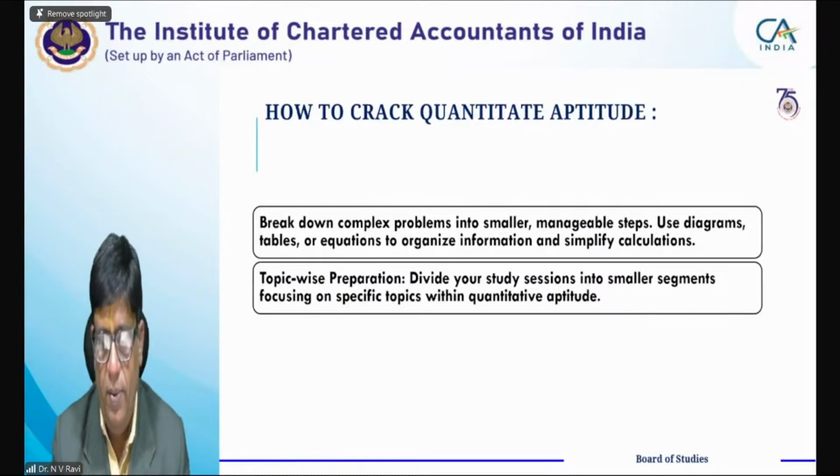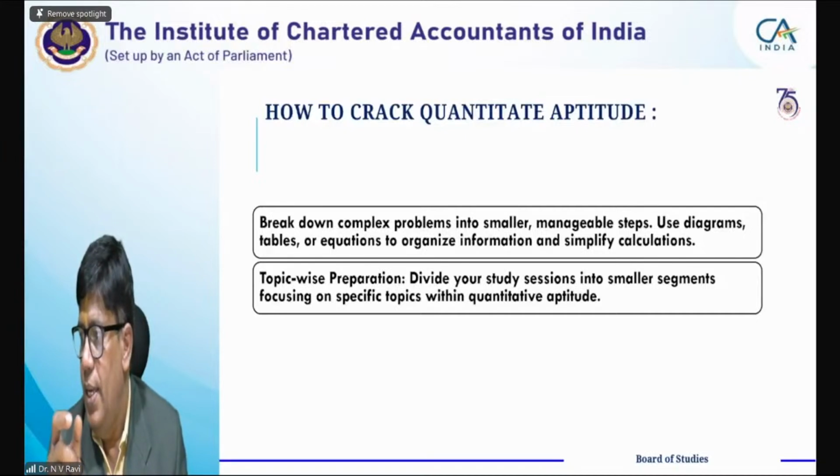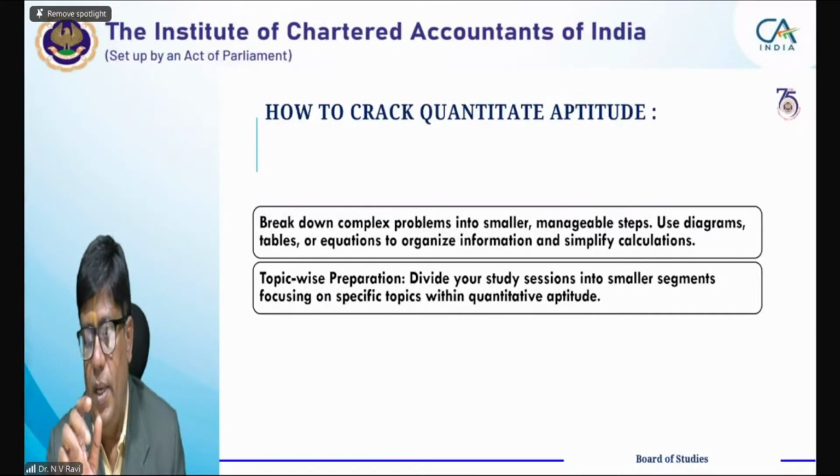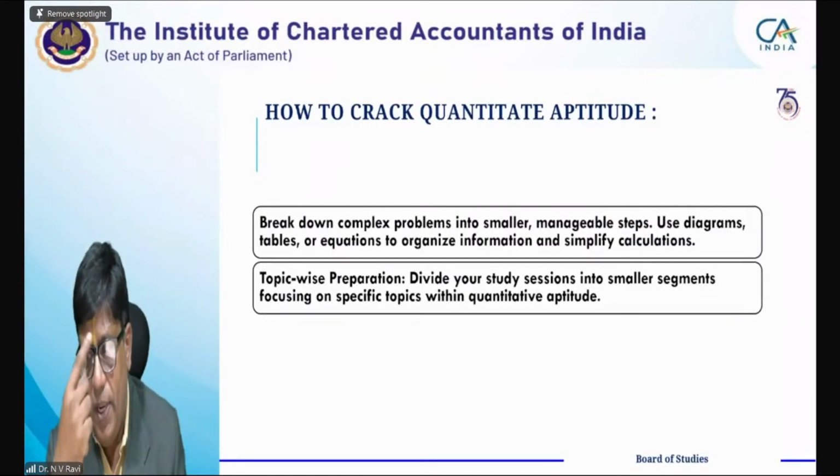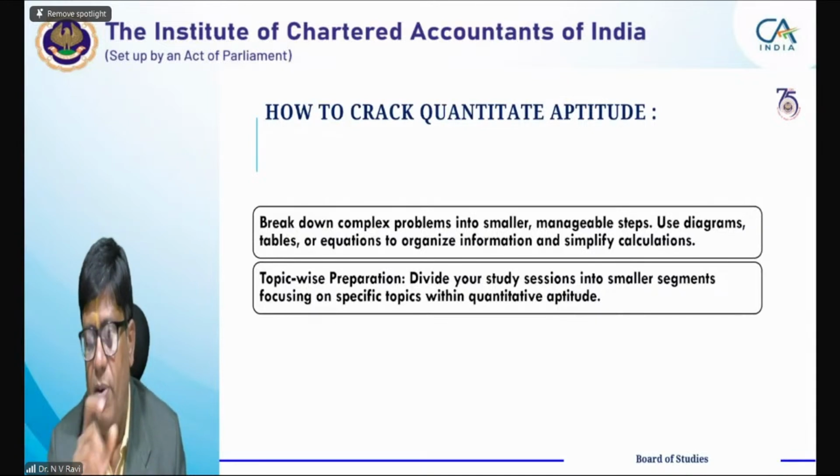And write it yourself today itself: what are the formulas, and categorize the questions in the same way so that you can identify them. Any further issue on that? In a similar way, write all the topics and formulas and what kind of questions were there.